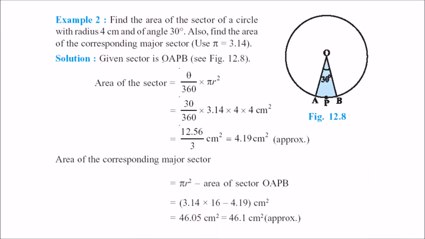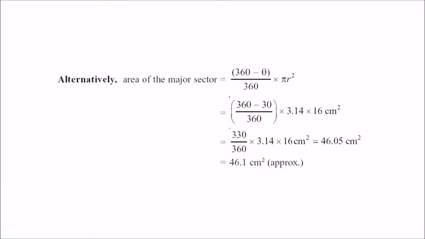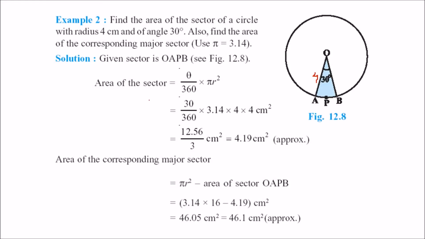So what we have seen, let us try to take a certain example. We have to find the area of the sector of the circle of radius 4, and the angle is 30 degrees. We have to find the area of the corresponding major sector. Let us see the first method. Then we have another method also, which is quite simple, but let us solve by this method so that we understand various complications and the technique. The area of sector is theta by 360 into pi r square. Theta is 30 degrees. Pi we have taken as 3.14, r is 4 into 4.